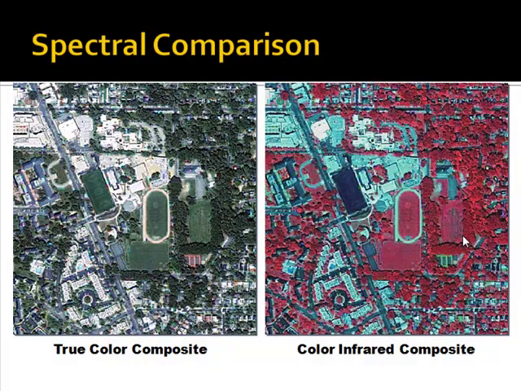Another spectral comparison here of Washington, D.C. The true color composite on the left, the color infrared composite on the right. I'd like to draw your attention to the artificial turf field in the center there. You can notice on the true color composite image it's hard to tell it apart from vegetation. However, in the color infrared composite, artificial turf has very, very different spectral reflectance properties compared to vegetation, so it easily stands out.